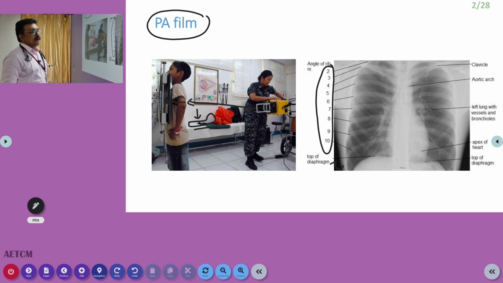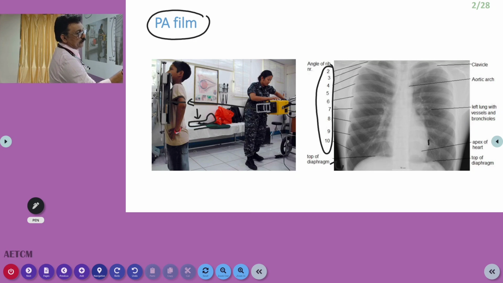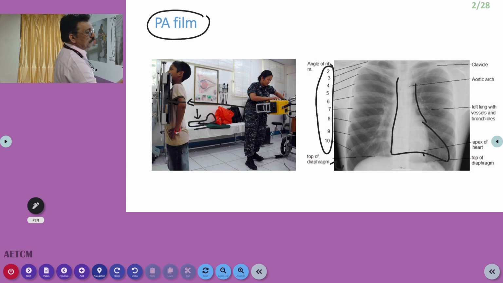And you can see the apex of the heart. This is the apex of the heart. Sometimes what happens is when there is a cardiomegaly, the apex will be like this. The heart will be like this. So there will be cardiomegaly. So this is the apex of the heart here.